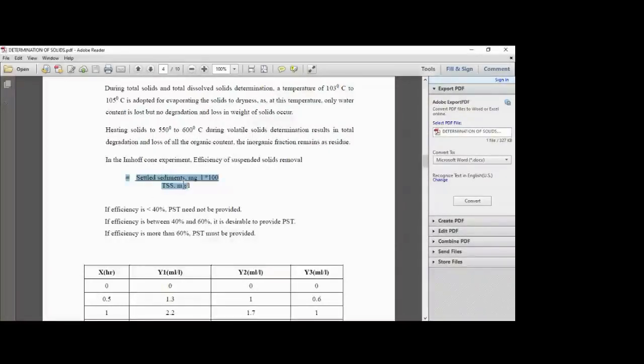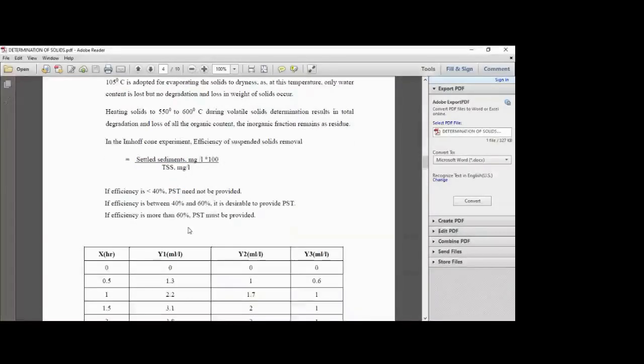Now, the answer of this particular equation comes less than 40%. If efficiency is less than 40%, there is no need of providing a PST. So efficiency less than 40% tells us that the settleable sediments are very less, and hence we do not require a PST there, right? If efficiency is between 40% to 60%, it is desirable to provide a PST. If efficiency is more than 60%, a PST must be provided. So like 40 to 60%, if the efficiency is more than 40%, normally it is desirable to provide a PST. More than 60%, then compulsorily you will have to provide a PST.